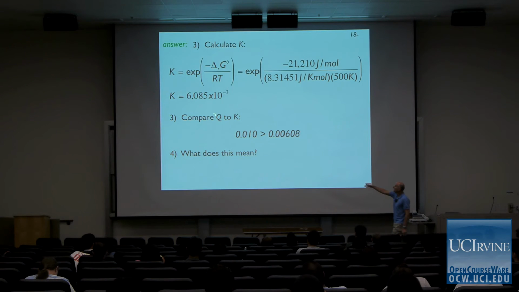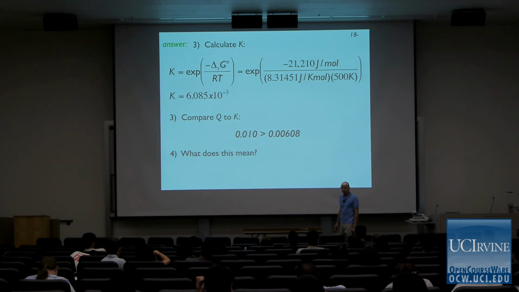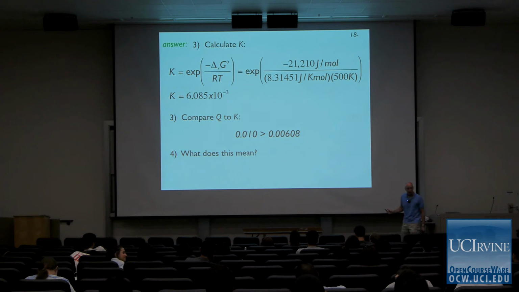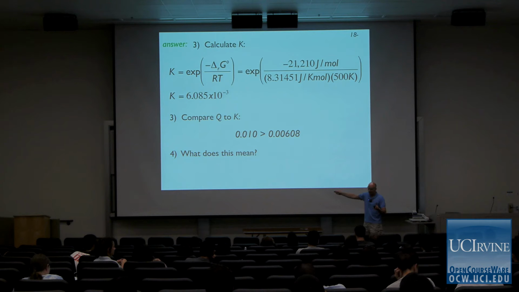Okay, then I compare Q to K. This is where I am now. This is where K wants me to be. Q is bigger than K. What does that mean? Well, we're not at equilibrium. That's the first thing to say, because to be at equilibrium, Q would have to equal K, right? It's bigger. What does it mean that it's bigger? It's on the product side of equilibrium.